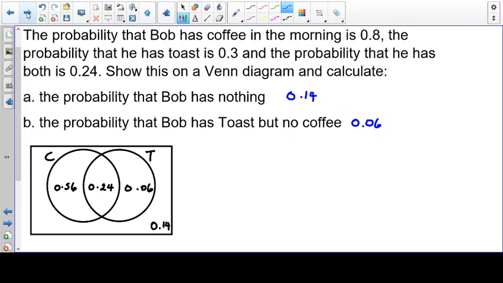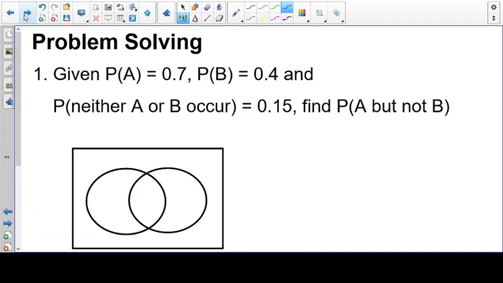Okay, so that's just some basic examples of how to fill in and read off the Venn diagram. Just going to look at a couple of problems. Problem solving. You usually need some sort of algebraic approach for these ones.